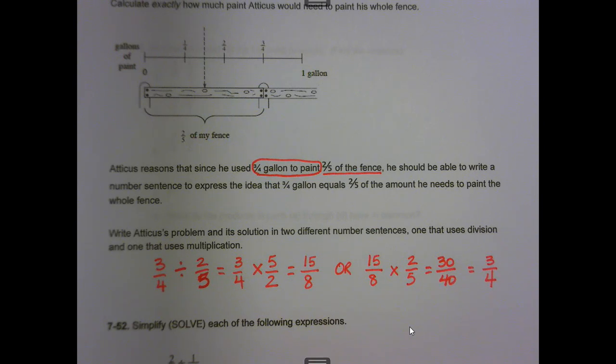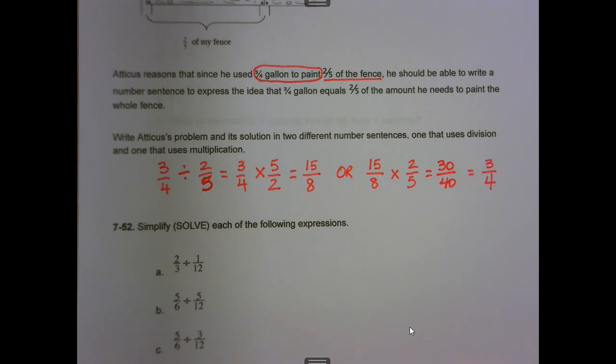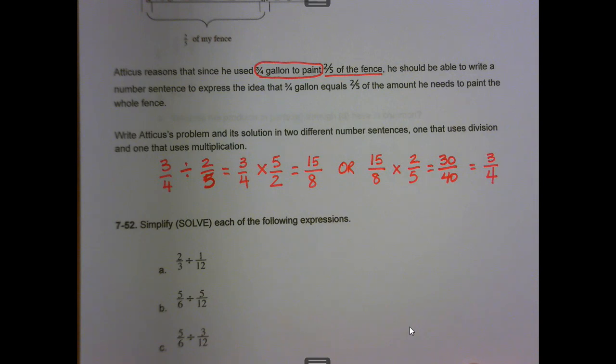All right, let's move on to lesson 7-52. Simplify means many things. In this case, we are solving each of the following expressions. They're expressions because they do not have equal signs yet.